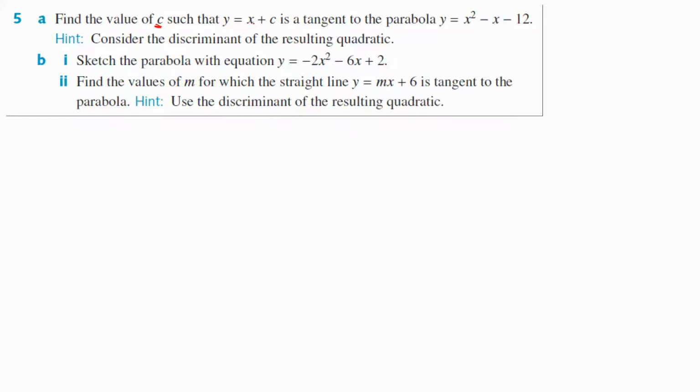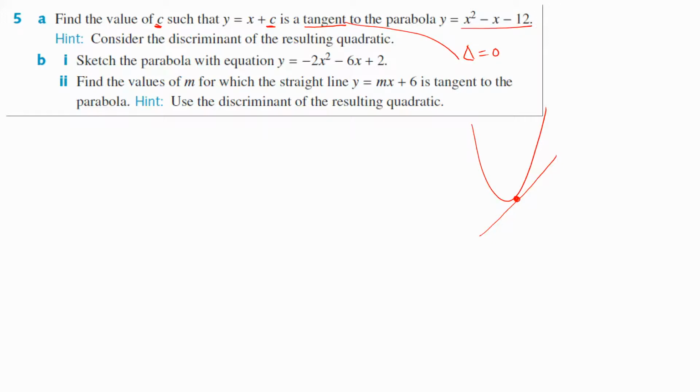So what's c? You see c? We don't know what c is. This is a straight line equation. It's such that it is a tangent. If you didn't know, tangent means a straight line that just touches the parabola once. Okay, so what they're really saying is find when the discriminant equals 0. That's all they want you to do. Find when the discriminant equals 0 for this parabola.